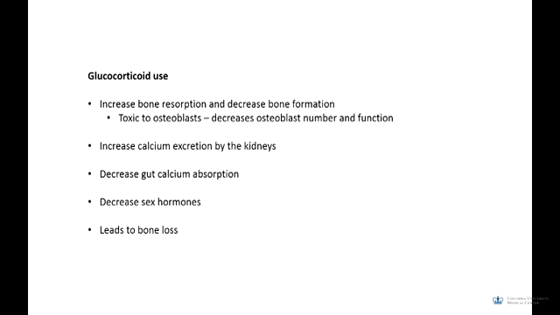Why? Because they actually have a lot of different methods for why the glucocorticoids are bad for your bones. So they increase bone resorption because they're toxic to osteoblasts. They also increase calcium excretion by the kidneys and decrease gut calcium absorption. So you have all of these problems with getting calcium in and decreasing sex hormones. So all that leads to bone loss. As we said, estrogen is helpful for bones.